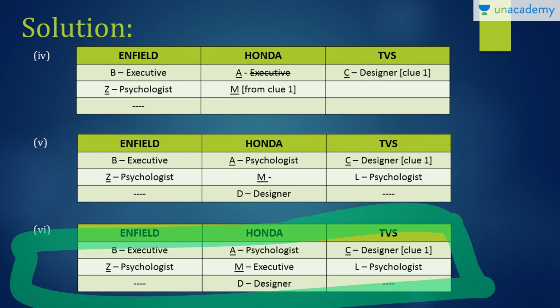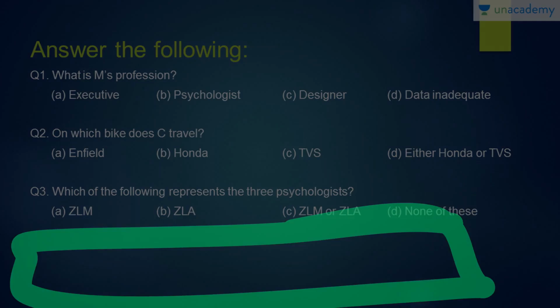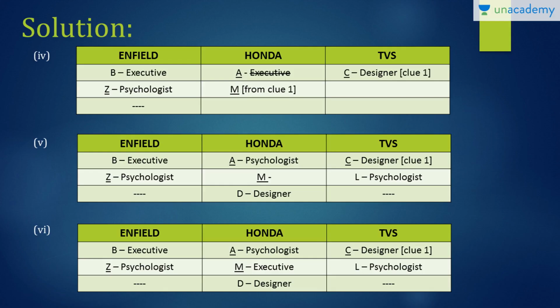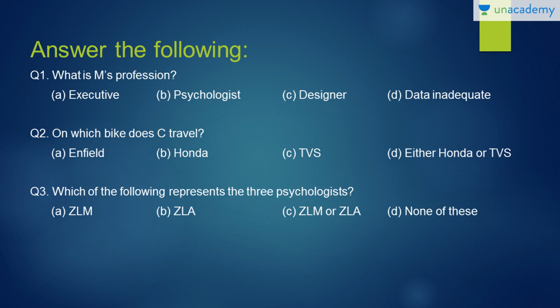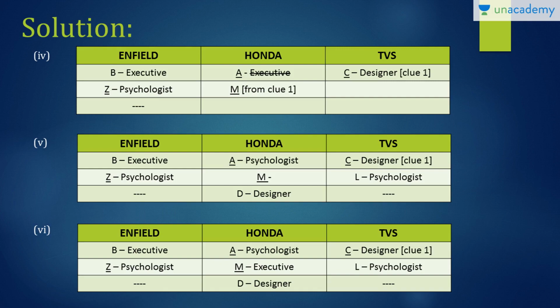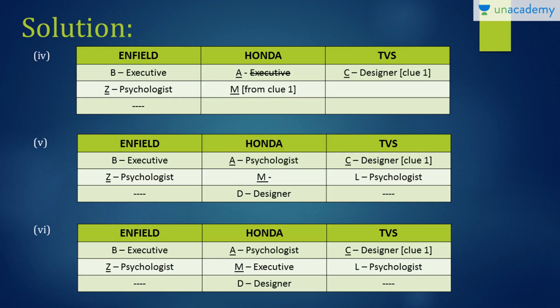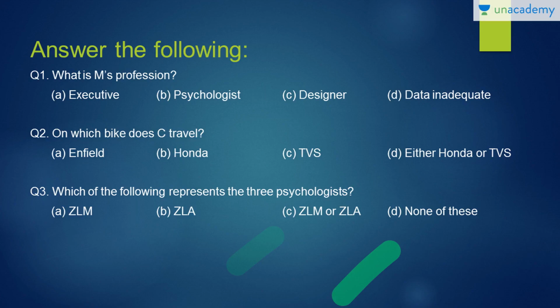Now we will move on to solve the questions. Let us see. Question number 1. What is M's profession? M's profession is executive. Option A. On which bike does C travel? C travels in a TVS. Option C. Question number 3. Which of the following represent the 3 psychologists? It's Z, A and L. So it's ZLA, option B.